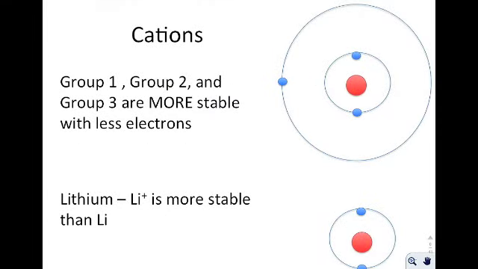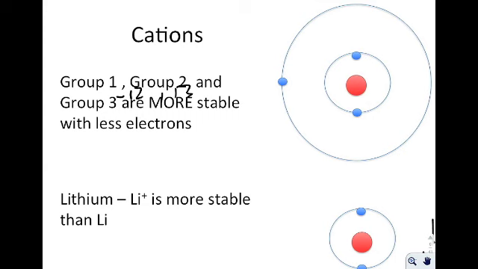Whenever you have a positive ion, or something that has more protons than it has electrons, it's called a cation. Now, cations tend to be formed in group 1, 2, 3 through 12, and group 13. They are more stable when they have fewer electrons than they do protons.